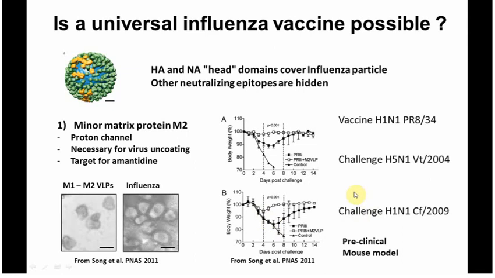And protection was markedly enhanced by combining the influenza standard vaccine strain together with these M2 VLPs. So at least in this preclinical mouse model, this approach seems to be quite promising. The good thing about it is that you're not looking to replace seasonal influenza vaccine, but you're going to add something to it to make it more effective.